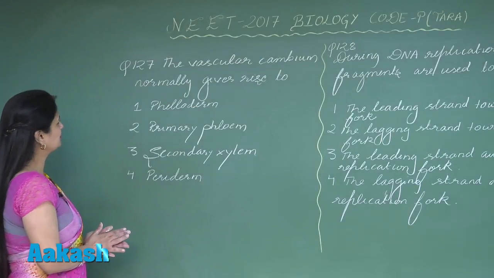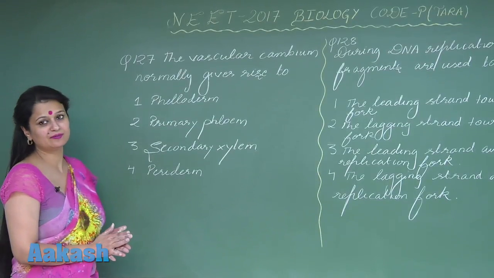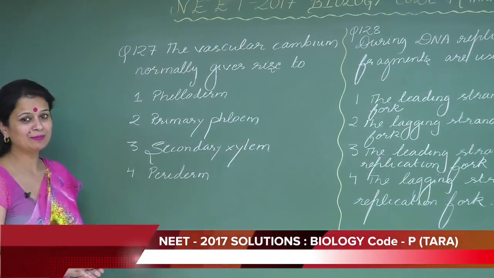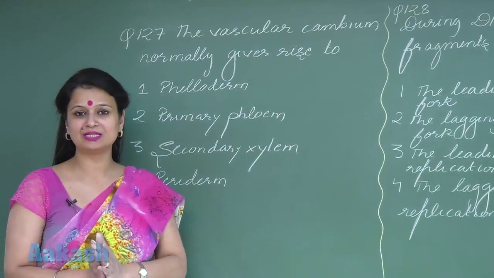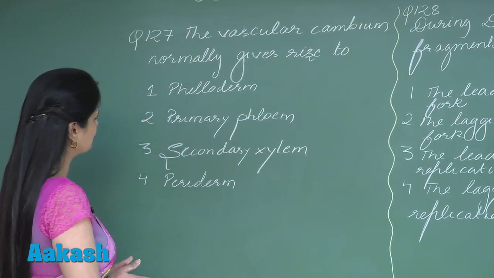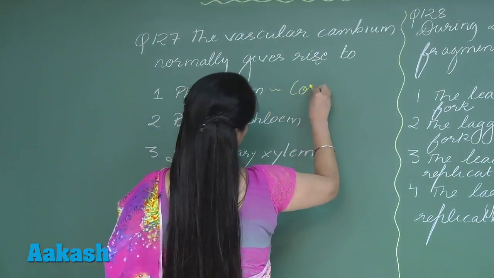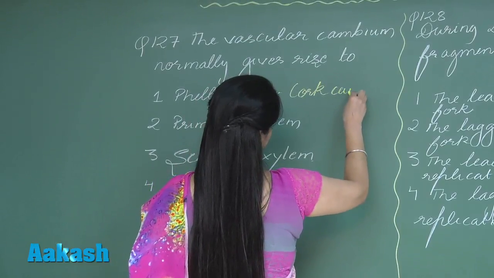So let's discuss question number 127. The vascular cambium normally gives rise to. Vascular cambium results in the formation of the secondary xylem and secondary phloem. So if we look into the first option, phelloderm, you have to keep this in mind. Phelloderm is formed by the cork cambium.